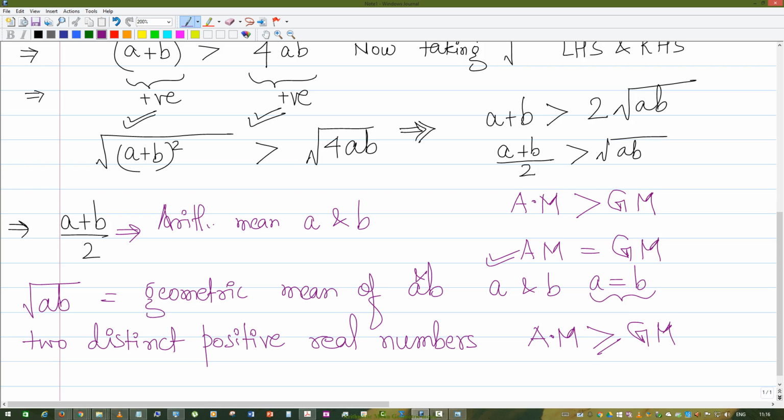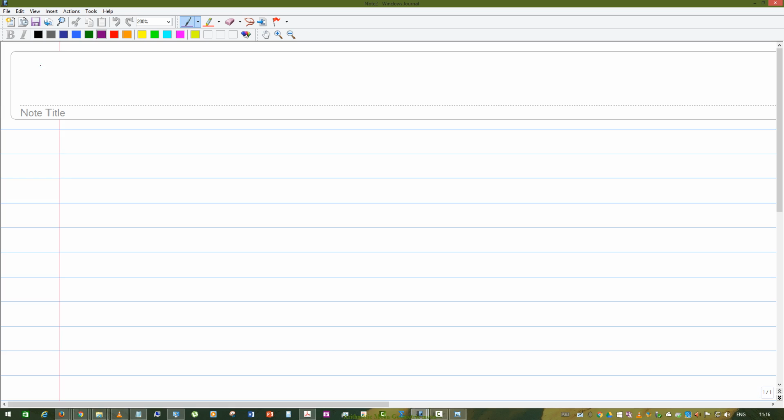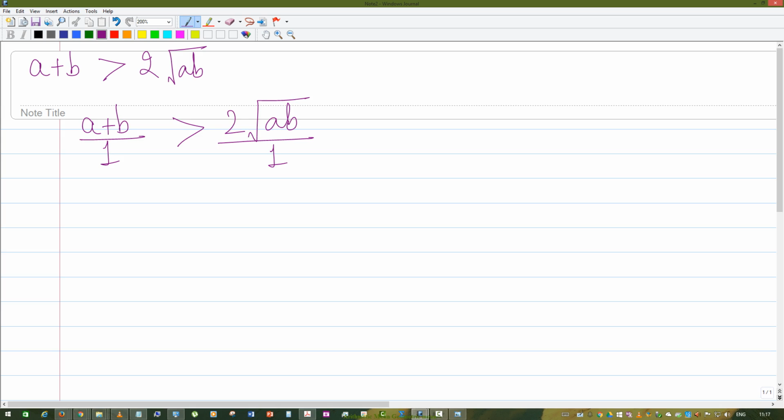So what we did was, here in this step, it was written that a plus b is greater than twice of under root ab. So it was similar to writing a plus b upon 1 is greater than twice of under root ab. If we take any number, suppose 17, it can very well be written as 17 over 1. There is nothing mathematically wrong in it.